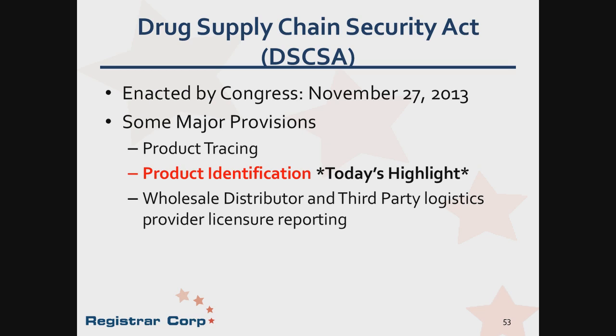new labeling provisions require adding a product identification labeling. Manufacturers and repackers of human prescription drug products are required to include the product identifier on the labeling. Wholesale distributors and third-party logistics providers are required to verify that the human prescription drug products that they handle have the product identifier on the labeling and verify the documentation. Also, this act required that the wholesale distributor and third-party logistic providers report licensure information annually.